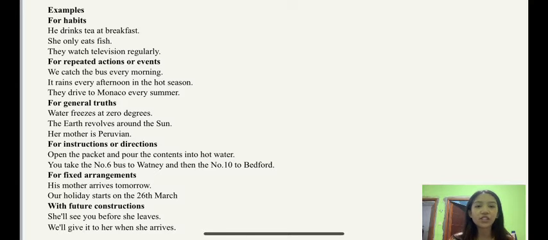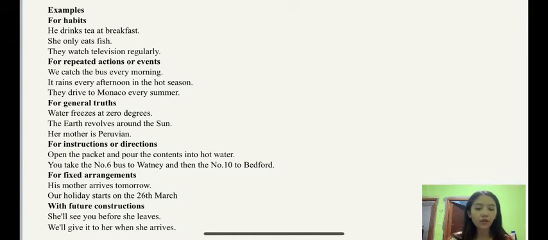And next, for general truth. Water freezes at 0 degrees. The earth revolves around the sun. Her mother is Peruvian. And next, for instruction or direction. Open the packet and pour the contents into hot water. You take the number 6 bus to Warney and then the number 10 to Bedford.